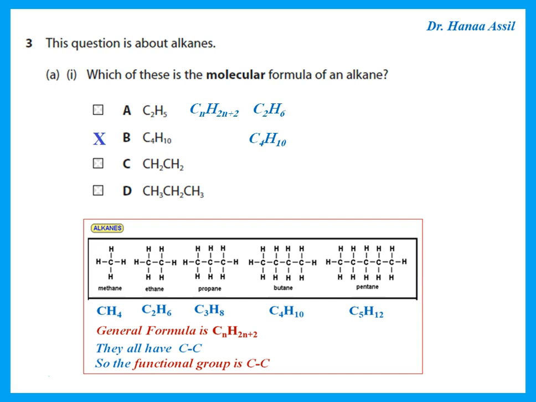What about C? C does not follow the general formula. If I have 2 carbons and 4 hydrogens, this is actually an alkene, not an alkane. What about D? D does follow the rule of CnH2n+2. I have 3 carbons, 2 times 3 is 6, plus 2, 8. This is correct, but this is not my answer.